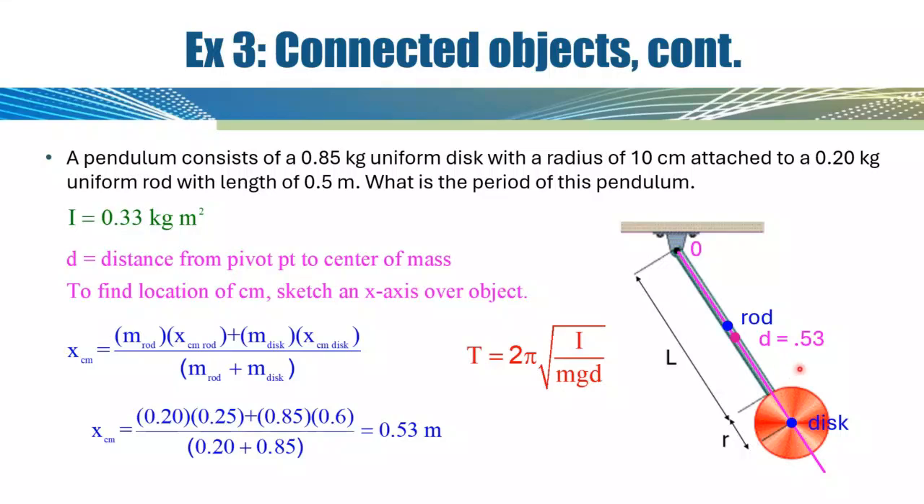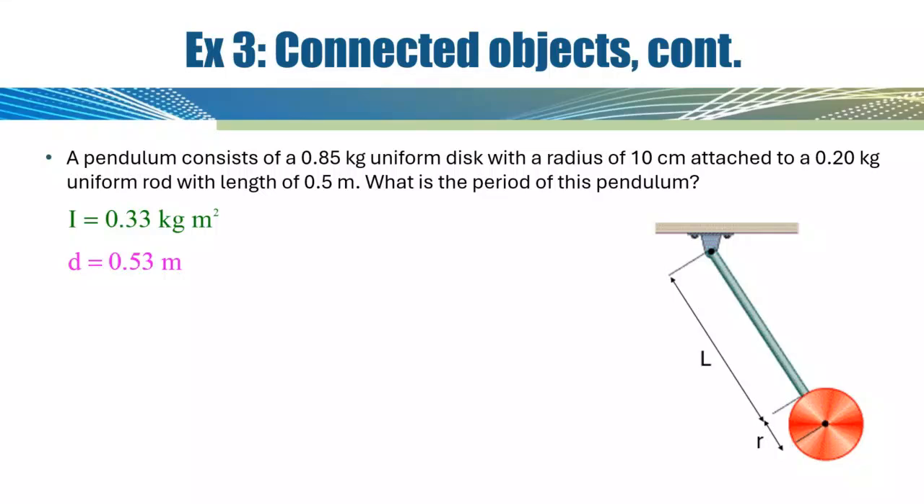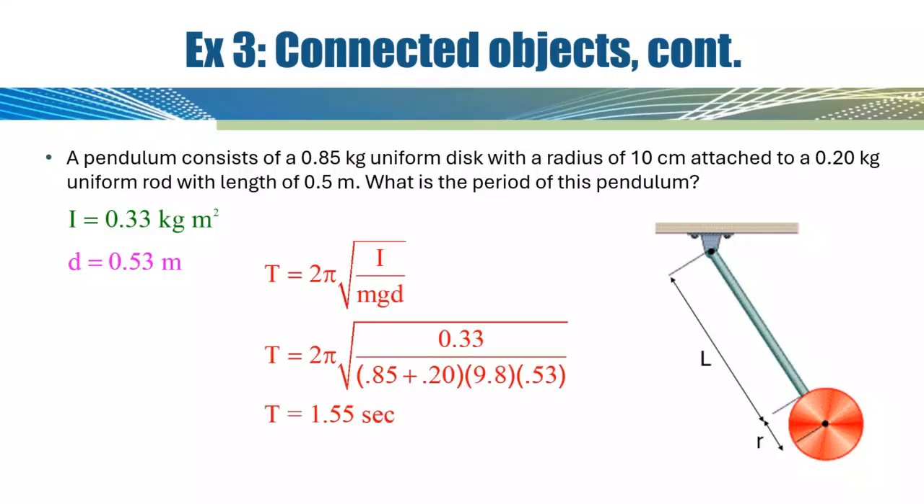Let's put that on our picture. We can see that it's slightly toward the end of the disk. So now we know the d value. And once you have those two values, it's pretty easy then to calculate the period, and we get a period of 1.55 seconds to swing back and forth one time.